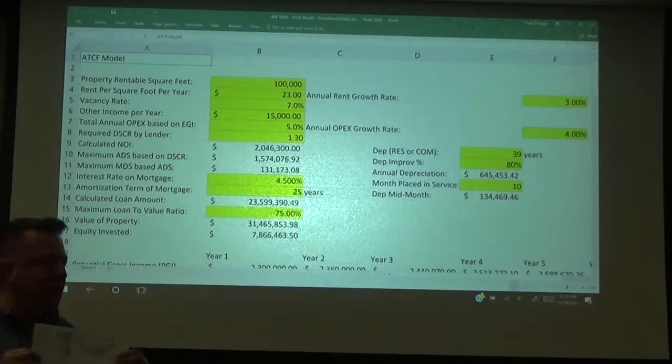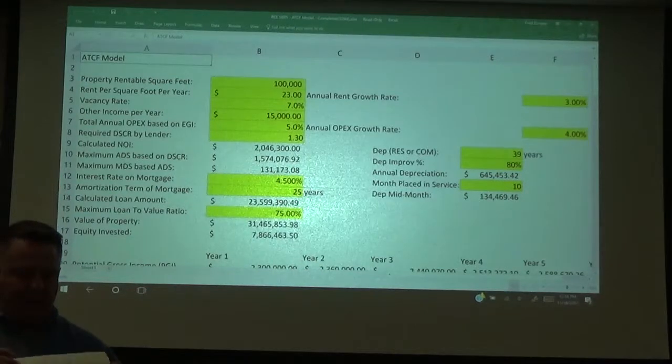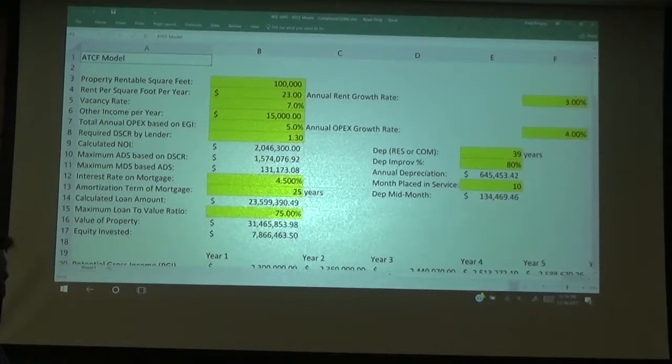All right, so the way this model is set up, much like the others, you've got a whole series of inputs up here toward the top that we use down below to populate the pro forma. And then we've got a number of return calculations and also some cash flows and a handful of other things. So we're just going to walk ourselves through this.